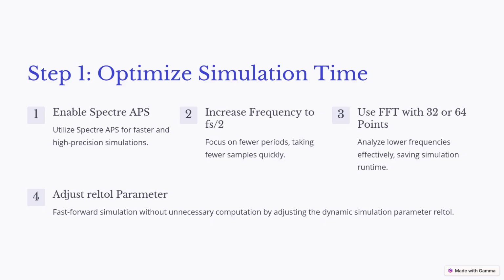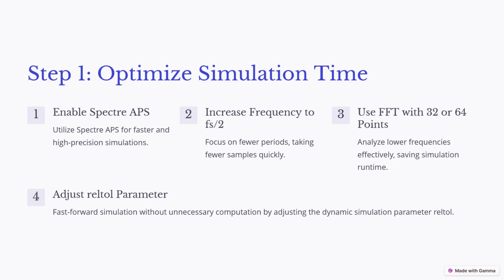Finally, adjust the Reltol parameter in your simulator. This setting allows for dynamic adjustments to simulation tolerances, fast-forwarding the simulation process without compromising accuracy. By following these steps, you'll significantly reduce simulation time while maintaining high-quality results.